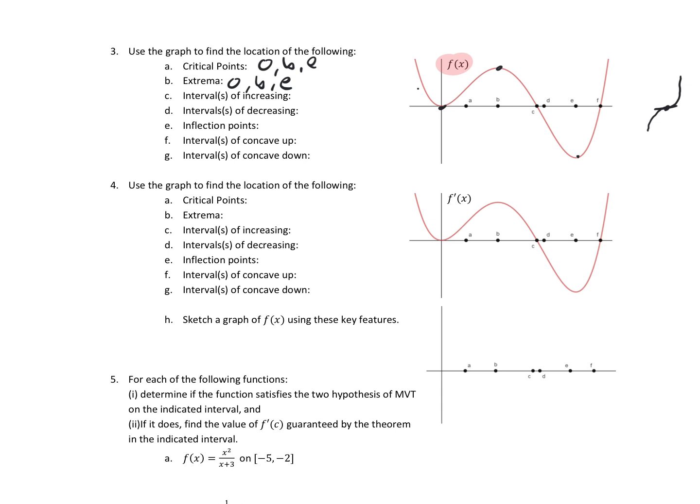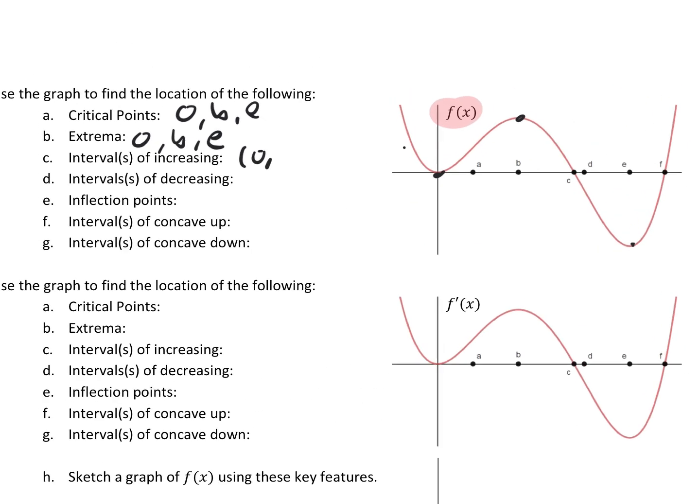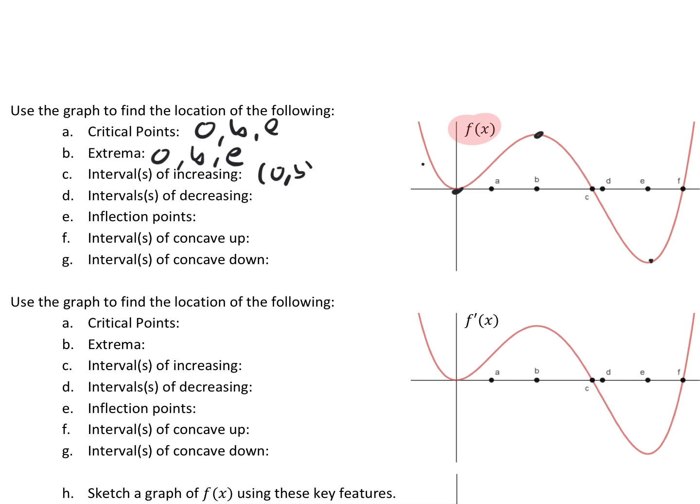All right, an interval of increasing. Well, again, we're just looking at f of x. So it's increasing from 0 to b, going up there, and then from e to infinity. Where is it decreasing? Well, from negative infinity to 0, and from b to e.